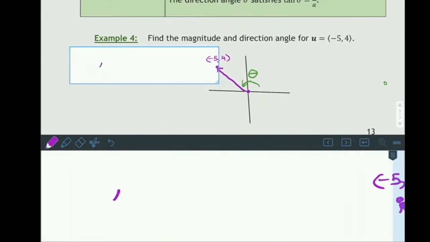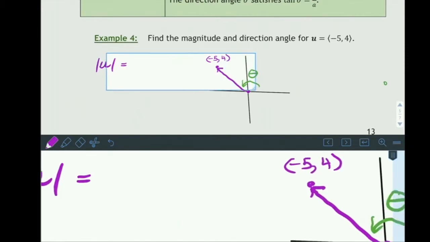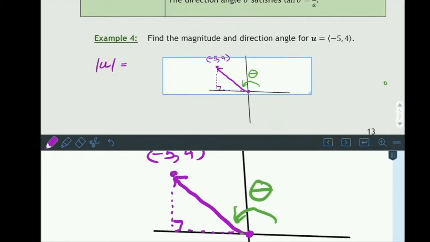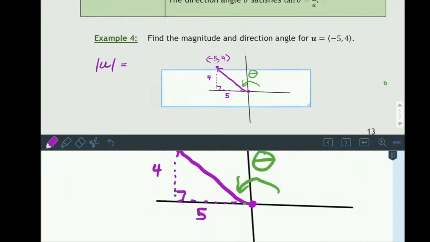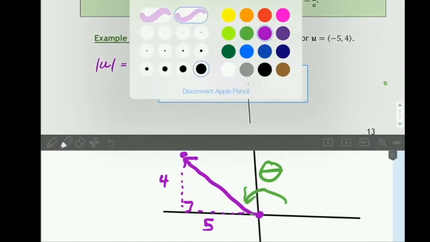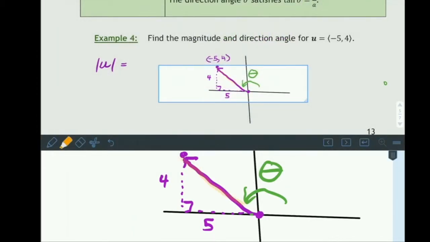So the magnitude of vector u, notation-wise, is like the absolute value bars. If I want to figure out the magnitude, you could think of it as a triangle, or as x squared plus y squared equals r squared. Essentially, if you think of it as a triangle, we're just finding your hypotenuse right along here.